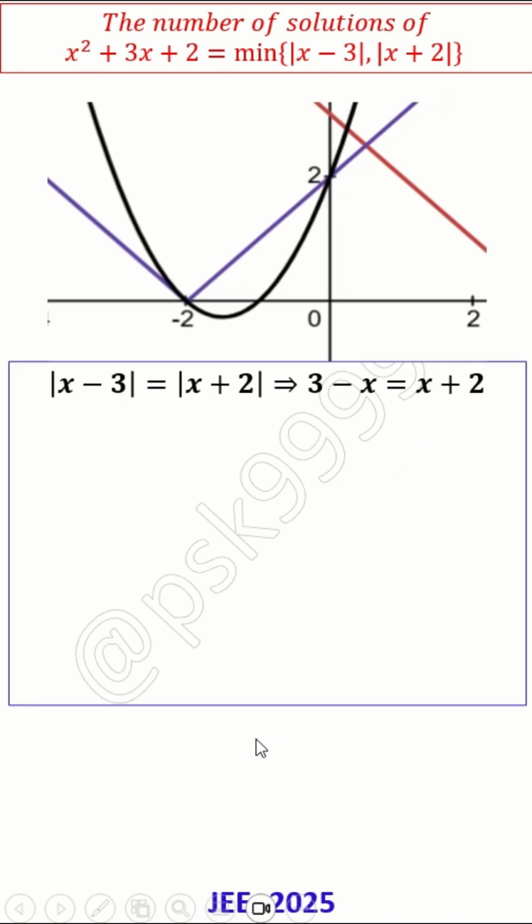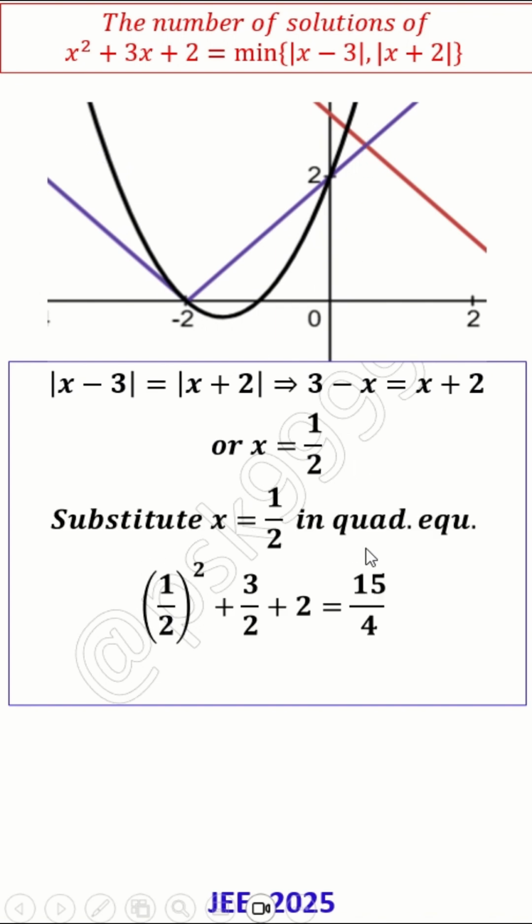So how can we do that? This is the value. This intersection point is where |x − 3| = |x + 2|, which is possible only if 3 − x = x + 2, or x = 1/2. You substitute x = 1/2 in this parabola and see whether it goes through this point or not. Definitely it is a non-zero value, 15/4, so this point is not on the parabola. So this is the right graph and we have two solutions for this equation.